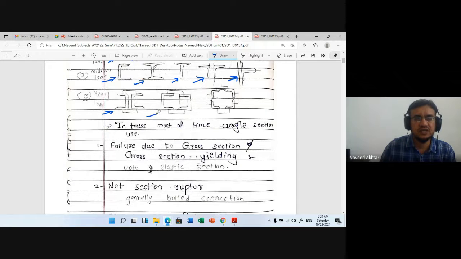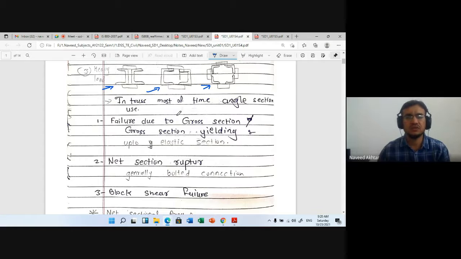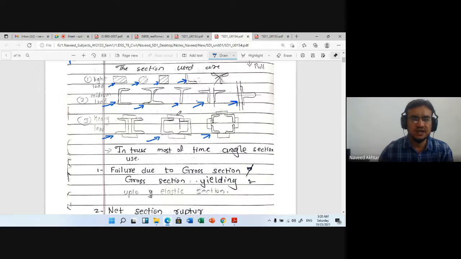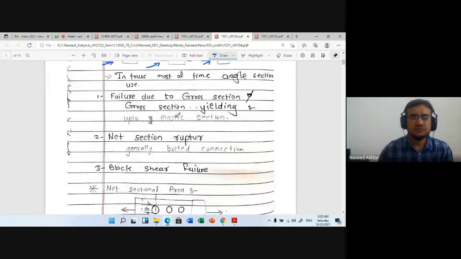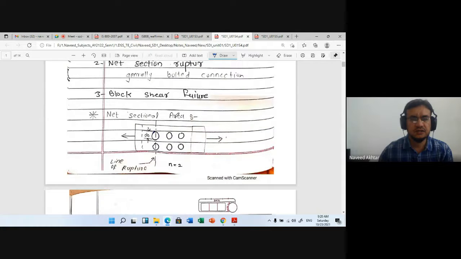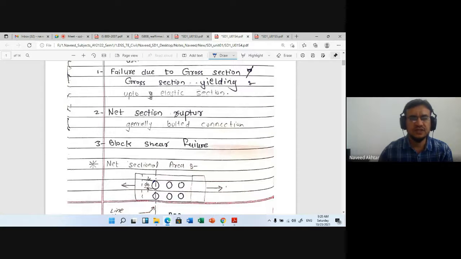Two channel sections, or two channels back to back, or four angle sections can be combined together for your tension member. As per the requirement, you can use it based on the loading conditions. In trusses, most of the time angle sections are used. There are three types of failure you can observe in the tension member: cross section yielding, net section rupture, and the third one is block shear failure.